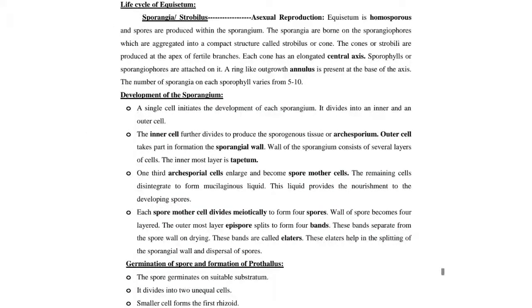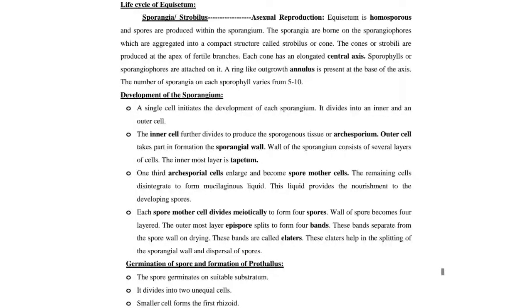Life cycle of Equisetum. Sporangia, strobilus, asexual reproduction. Equisetum is homosporous. Spores are produced within the sporangium. The sporangia are borne on the sporangiophores which are aggregated into a compact structure called strobilus or cone. The cones or strobili are produced at the apex of fertile branches. Each cone has an elongated central axis. Sporophylls or sporangiophores are attached on it. A ring-like outgrowth, annulus, is present at the base of the axis. The number of sporangia on each sporophyll varies from 5 to 10.